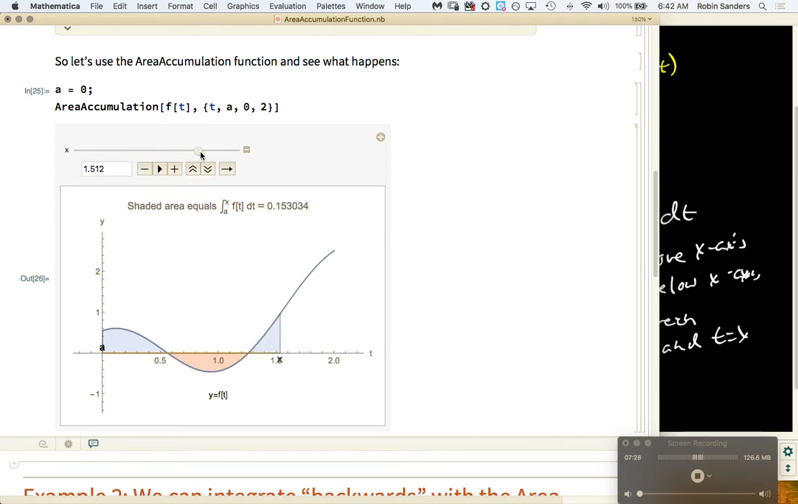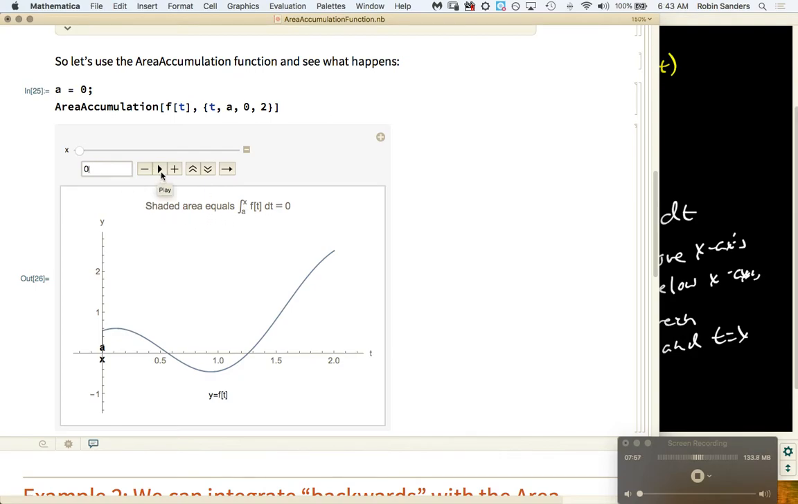And the other thing that you can see is that I'm shading the positive area blue and the negative area red. Now, if I go back to the beginning of this particular picture, I want you to notice that this particular part of the cell here tells you what the actual shaded area is. And this is the shaded signed area.